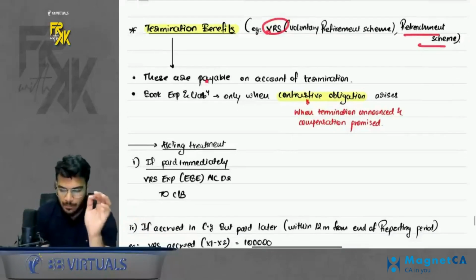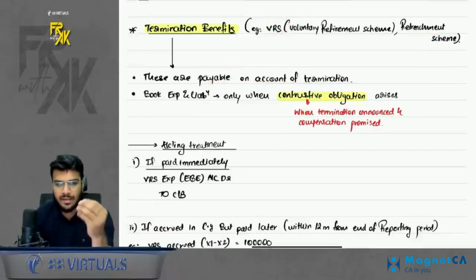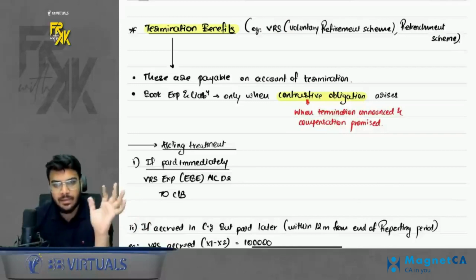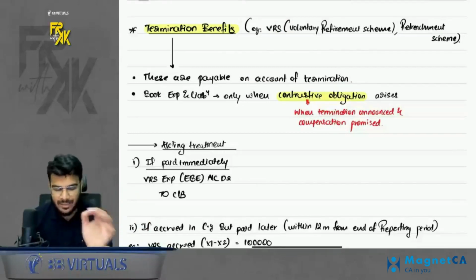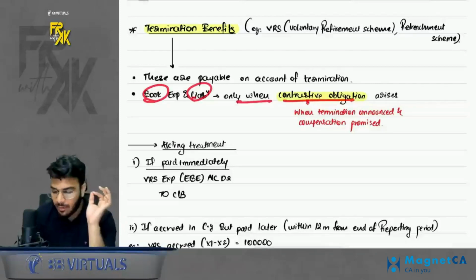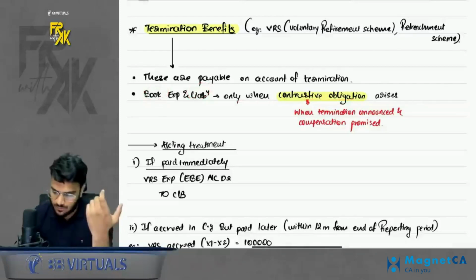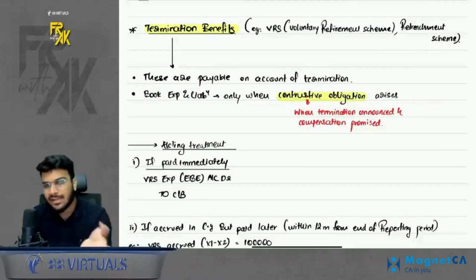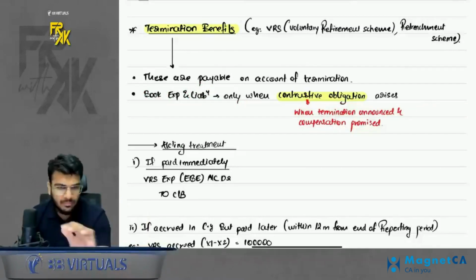Okay, so these are payable on account of termination. So whenever you terminate, and if you promise to make any termination benefits payment, then only you will book the liability or expense or whatever it is. Okay, so we will book an expense and liability only when constructive obligation arises. When does it arise? When you announce the termination and when you promise a compensation. Let's say if you did not promise anything to pay on termination, then nothing will come.